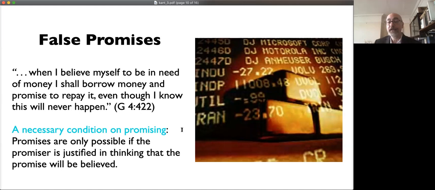Specifically, the following principle seems to govern our practice of promising. There seems to be a necessary condition on promising. Kant seems to presuppose that promises are only possible if the promiser is justified in thinking that the promise will be believed, okay? After all, if the promise isn't believed, then the promise won't have taken effect.